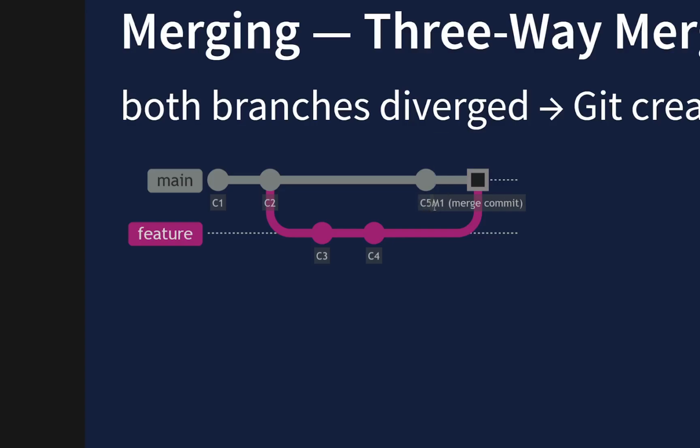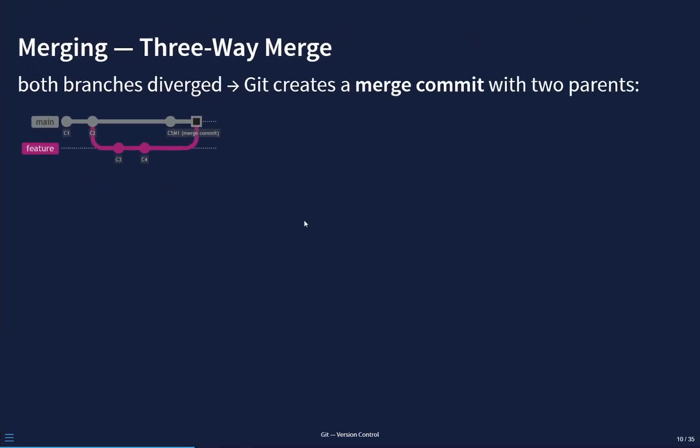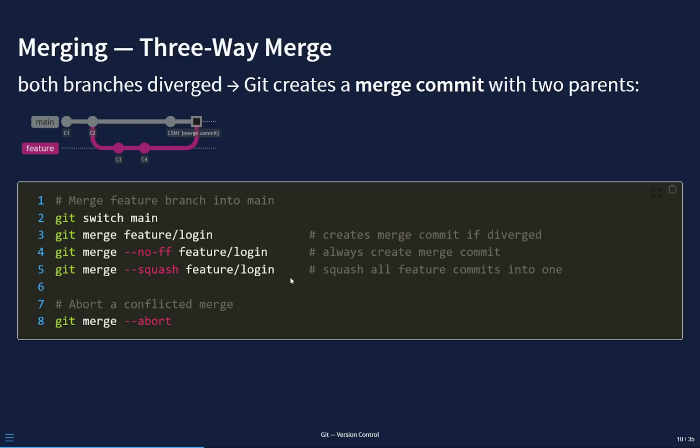To merge them, Git performs a three-way merge. It looks at the common ancestor C2, the tip of main C5, and the tip of feature C4, and creates a brand new merge commit M1 that has two parents, C5 and C4. The merge commit M1 represents the reconciliation of both lines of work. Click, the commands on the right cover the important variations.